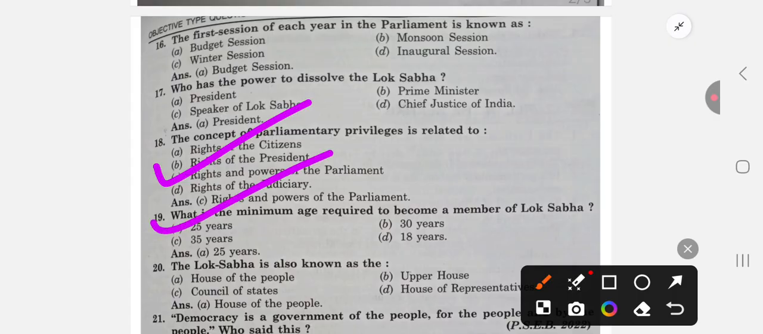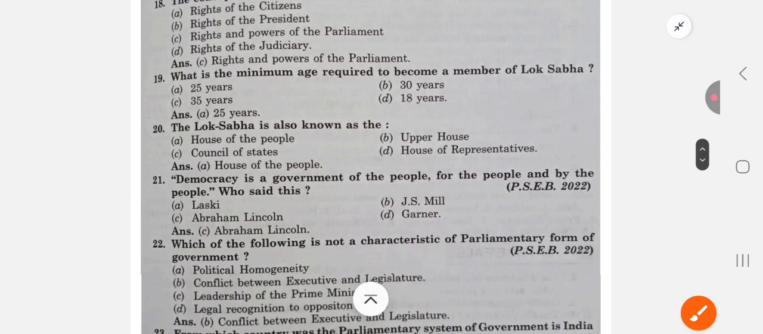For local elections, panchayats and municipal corporation 21, for Lok Sabha 25, for Rajya Sabha 30, to be president and vice president 35 years of age, and to vote, voting age is 18 years.